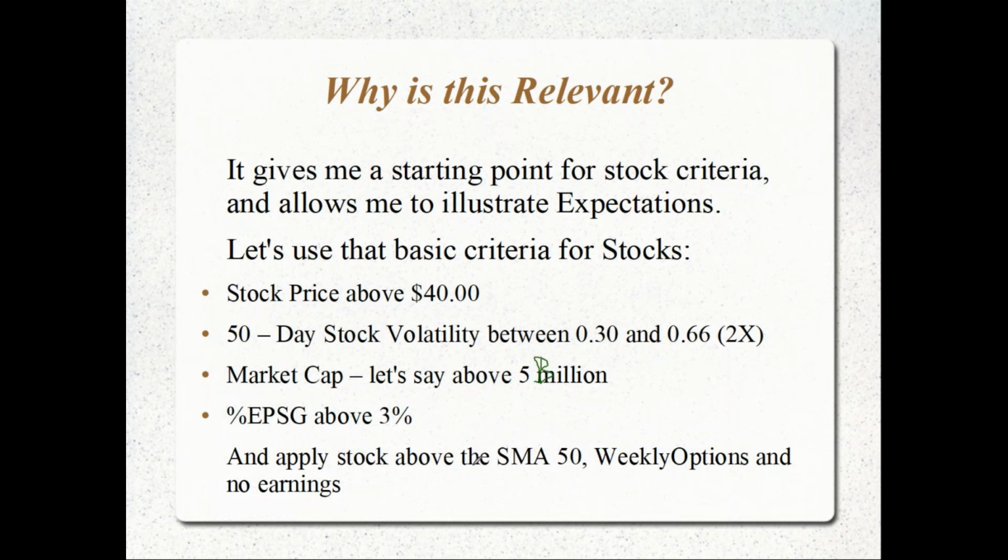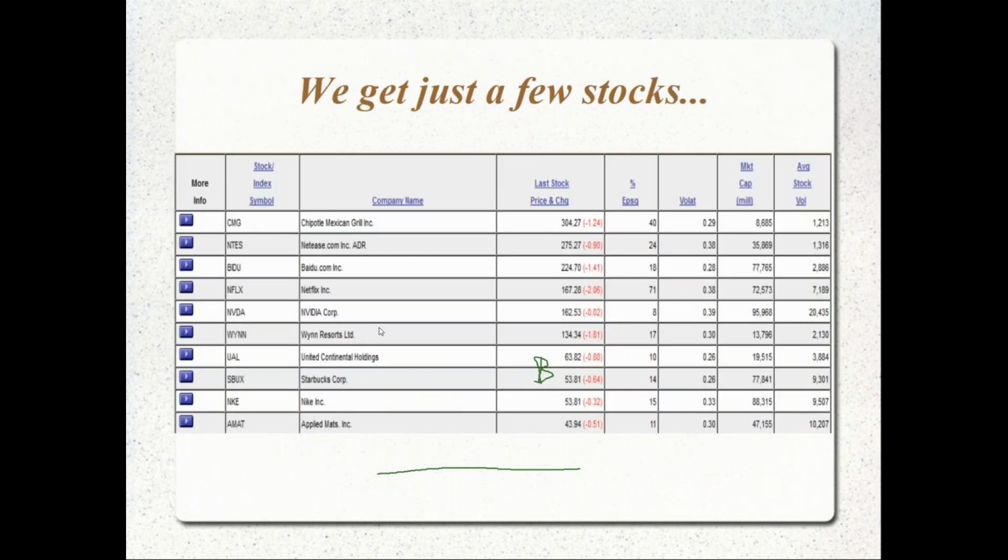Now, I'm just going to add this in for a bullish estimation. So we're going to look for stocks above the 50-day moving average as well, and also stocks that offer weekly options, and stocks that have no earnings between now and expiration. So with that simple search, we came up with about 11 different securities. CMG, which we actually looked at yesterday, matched a bearish set of criteria, and we looked at a bear call spread on CMG. NetEase, Baidu, Netflix, NVIDIA, stocks ranging from $300 down to Applied Materials at $43.94.